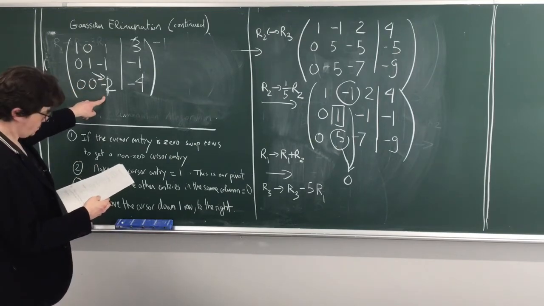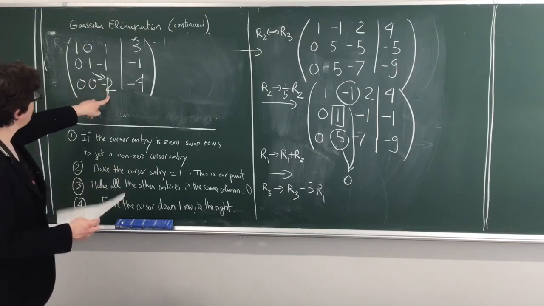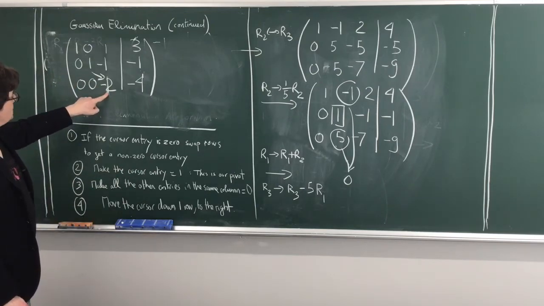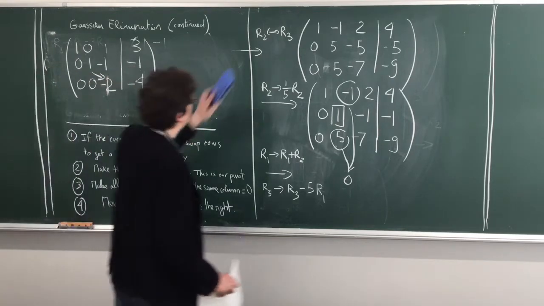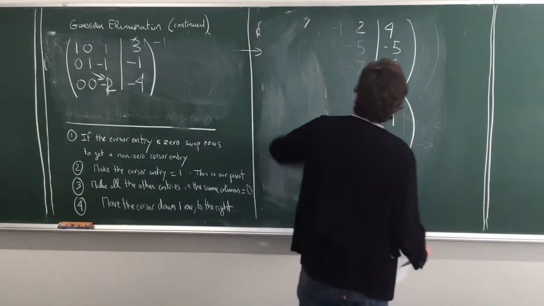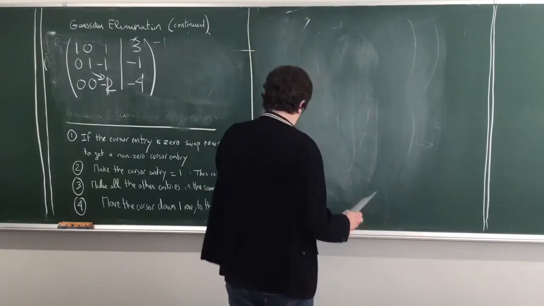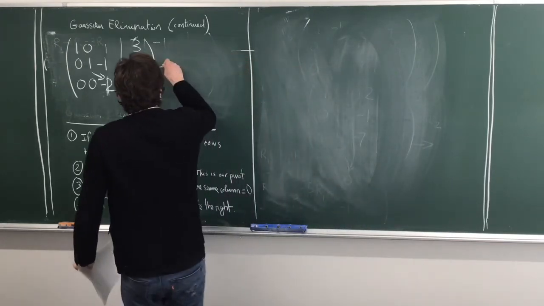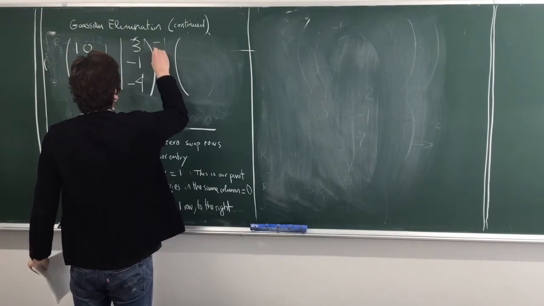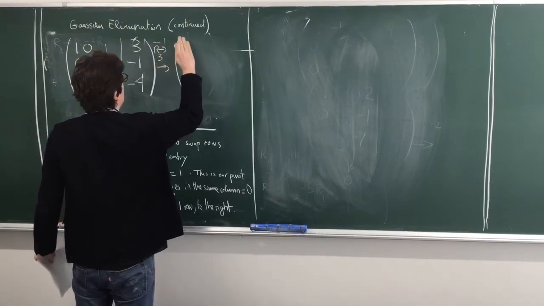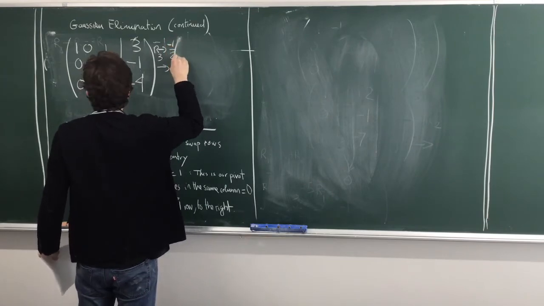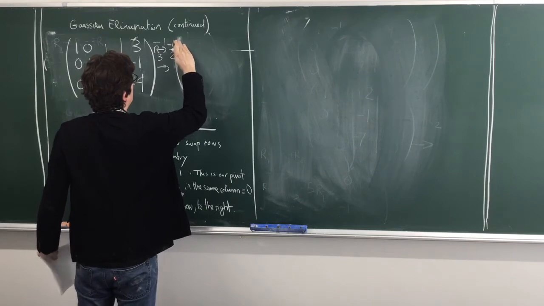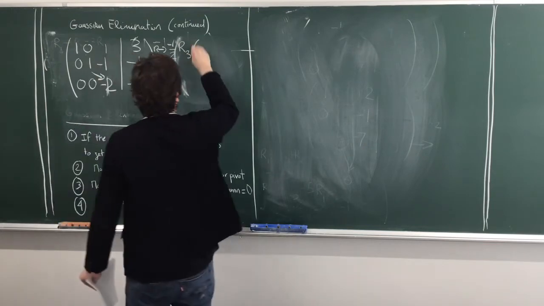Okay, so here, I don't have much choice. I'm going to divide this row by minus 2 to get a 1. So here, row 3 is transformed into minus 1 over 2 times row 3. Right. Okay, so what do I get?